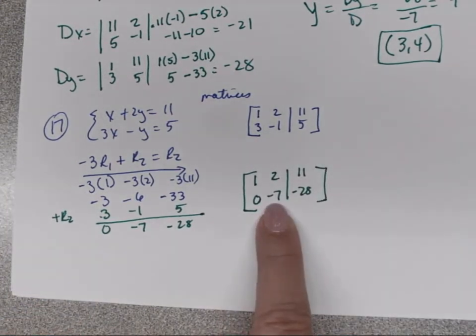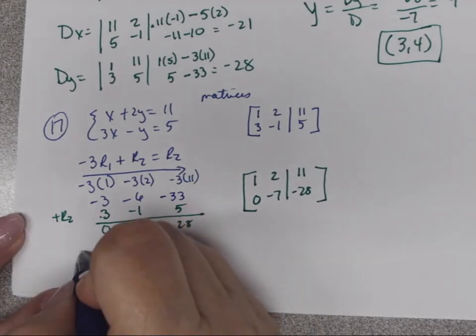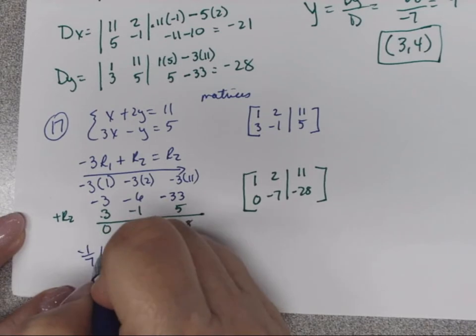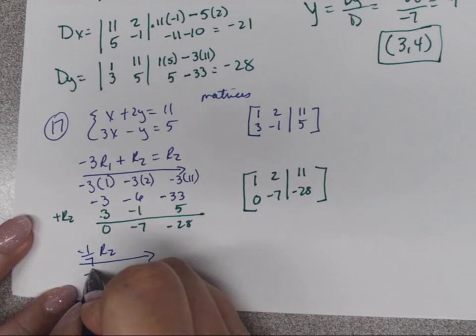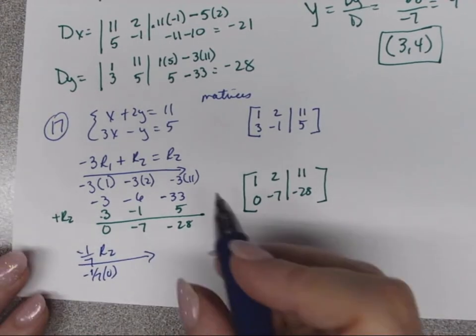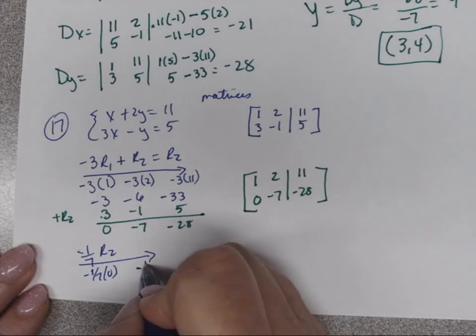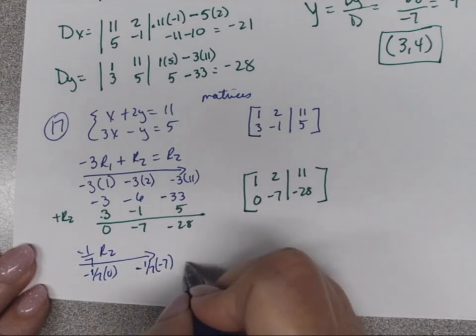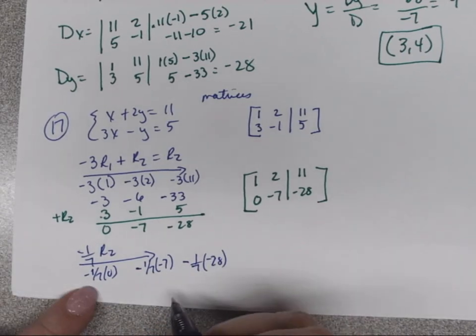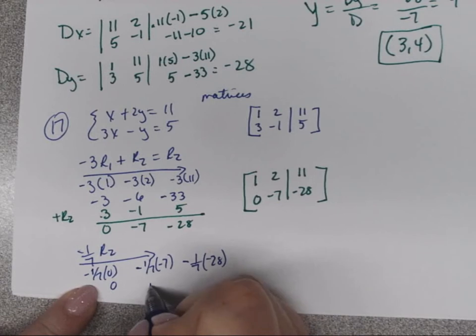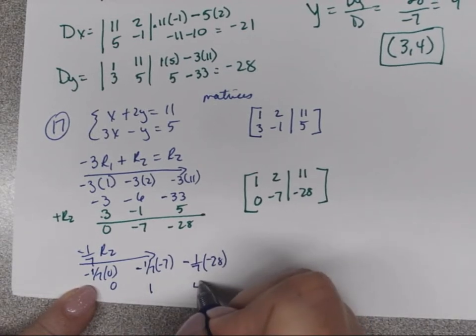Now I have to get negative 7 to become a 1. So what I can do is basically divide by negative 7, but we can't divide. We're going to multiply by negative 1 over 7. So now I can take negative 1/7 times row 2. That becomes my new row 2. So I'll have negative 1/7 times 0, and then negative 1/7 times negative 7, and negative 1/7 times negative 28. So anything times 0 is still 0. This becomes 1, and this becomes 4.